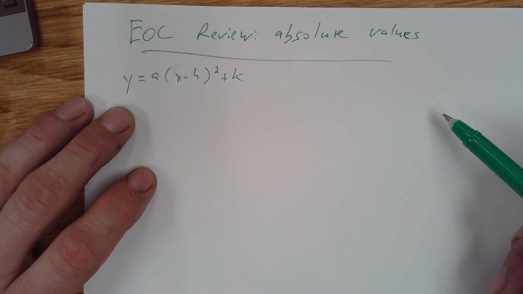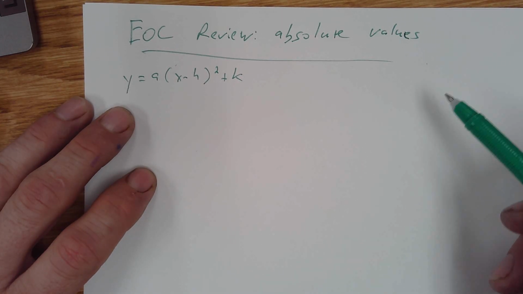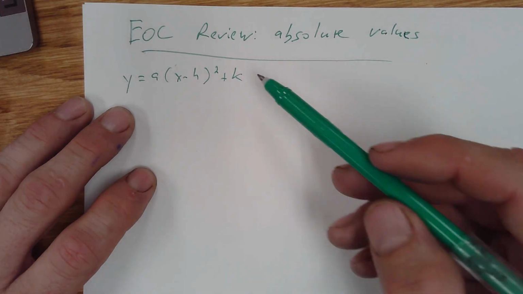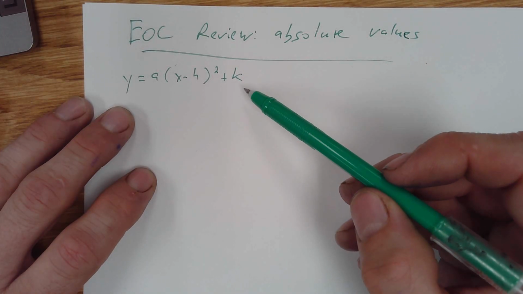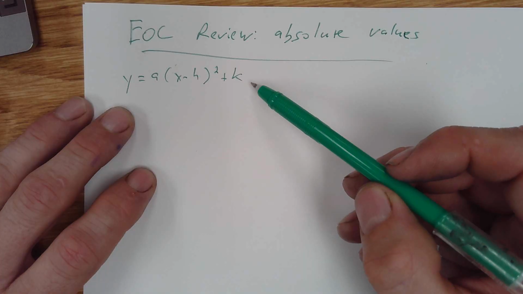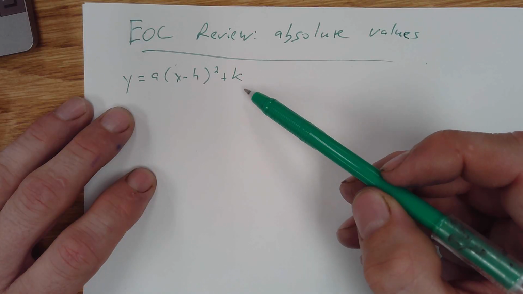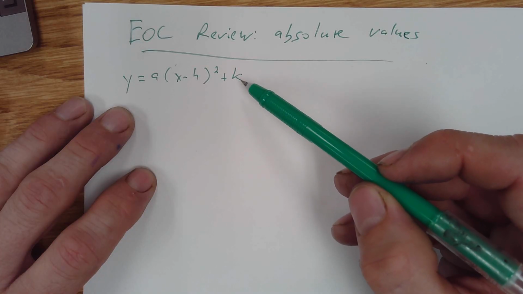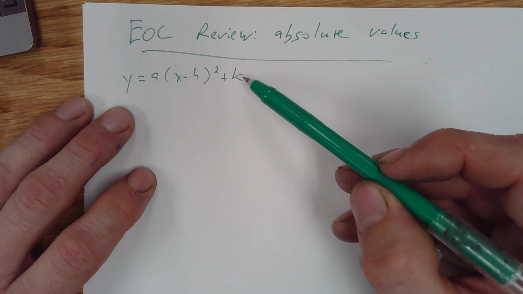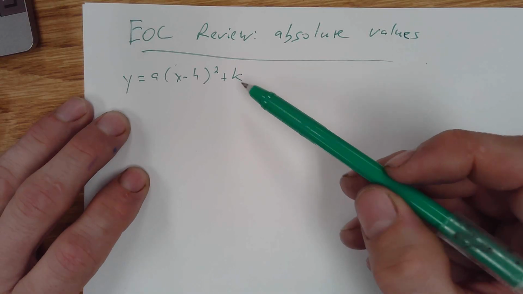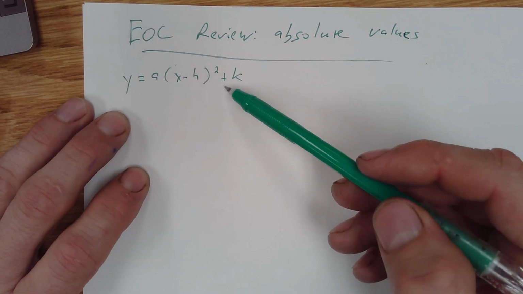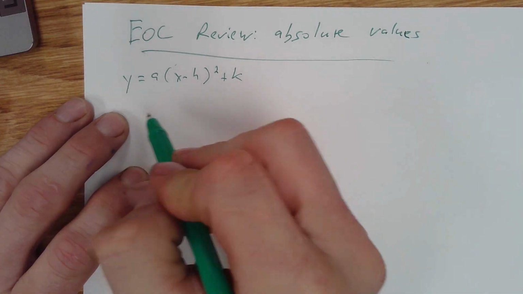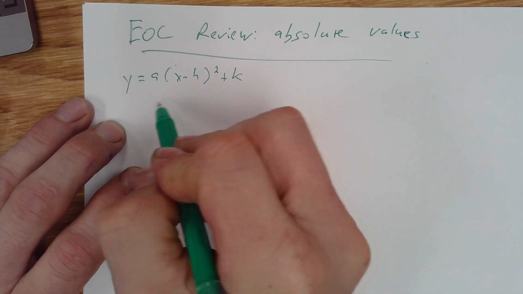Let's review absolute values for the EOC. Right here I have the equation in vertex form for quadratics. And I wrote this down because I want to emphasize the point that there are many similarities between a vertex or a parabola and an absolute value function. To change from this to the standard form of an absolute value function, you only have to change three things.